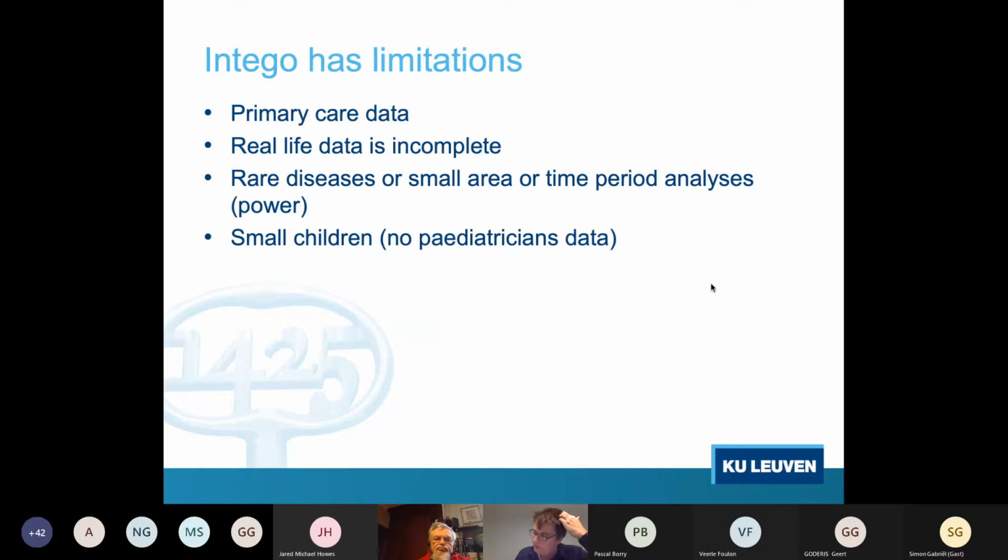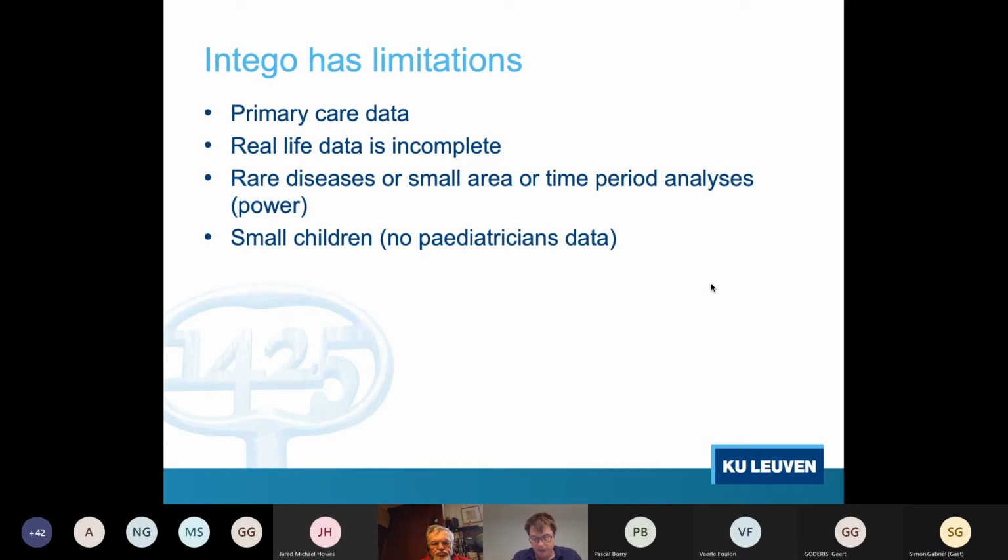Do we have limitations? Of course we have limitations. We have very strong limitations as Intego. Well, we are focused on primary care data. That means that of course a lot of questions need to be answered by different data sets. Real life data is incomplete. We are struggling with that all the time.